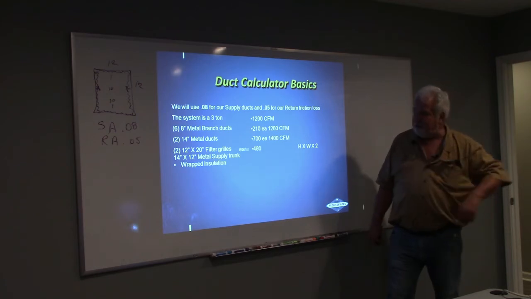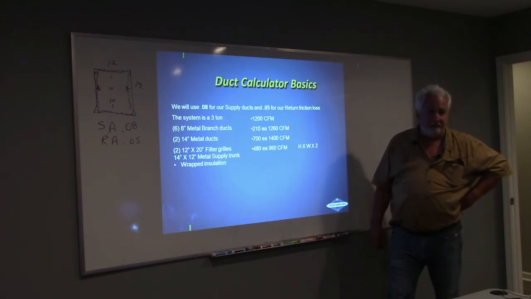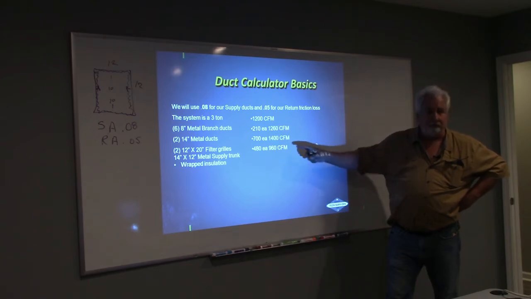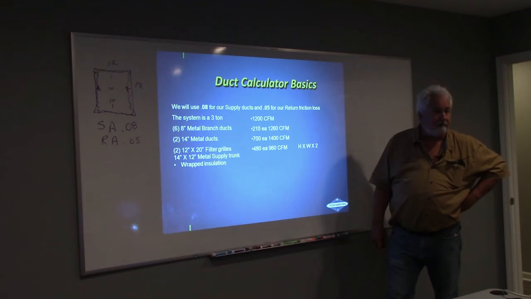480. Good. And we have 2 of them, is that right? Good. So the total I can get through those grills is 960, and this is a 1200, 3-ton. Yeah. Do I have a problem? Yeah, return grills are too small, is that right? Good. Let's look at the supply trunk.